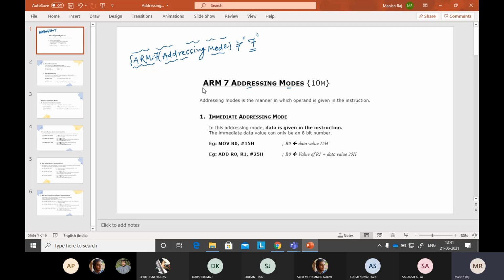What is the meaning of addressing mode? Anyone? Any knowledge? It is something specific; we are targeting a specific thing. You are targeting some specific thing. Okay, any other answer?